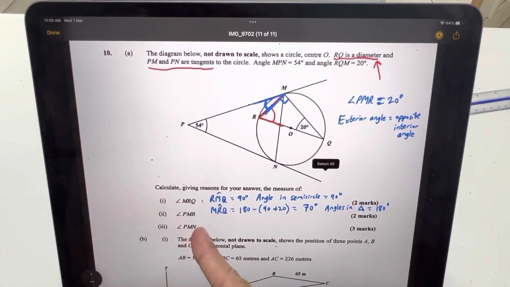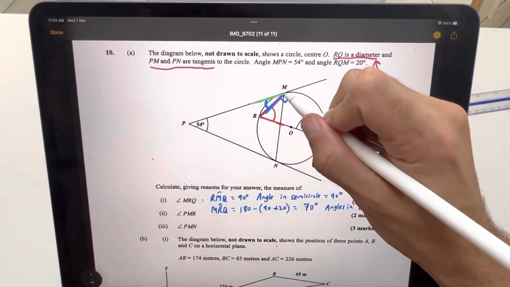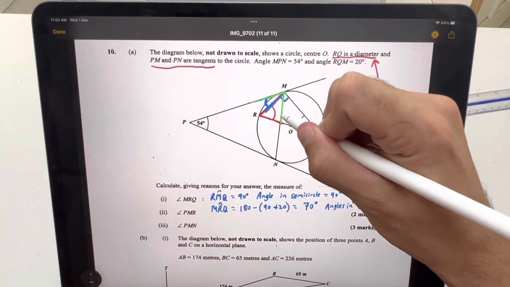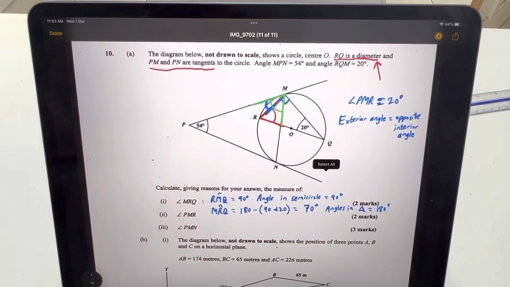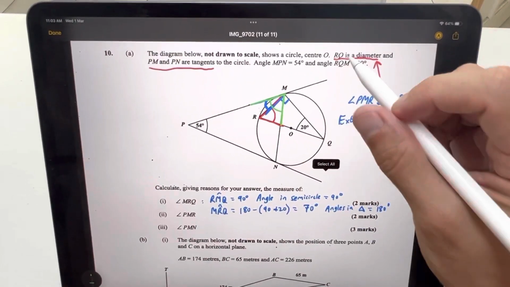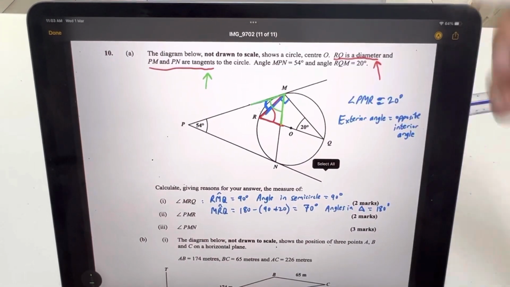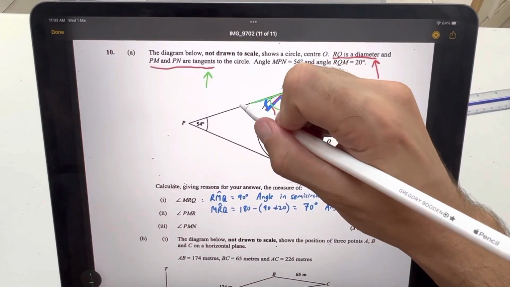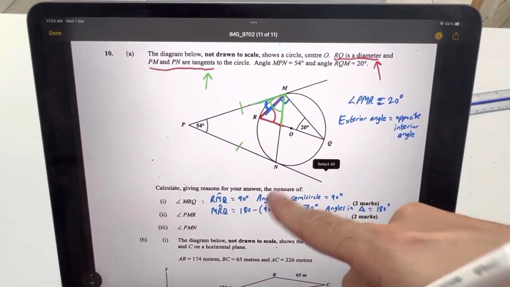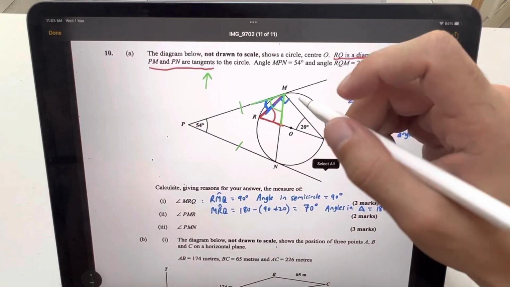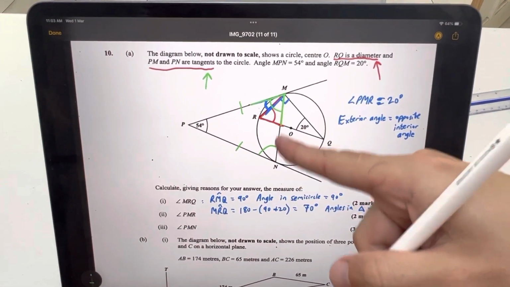Right, and then the third one, angle PMN. So from P to M and then down to N. This whole angle there. And they give us some clues up here. PM and PN are tangents. And the tangents from a certain common point, they're always equal in length. So this forms an isosceles triangle where this angle and this angle are the same.